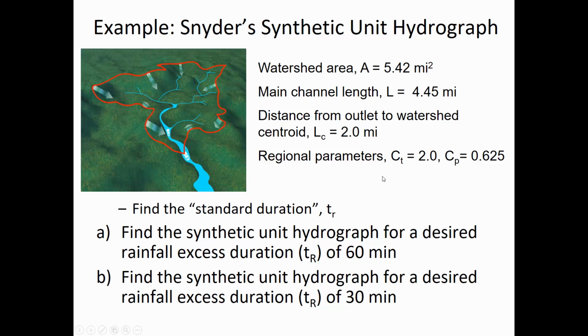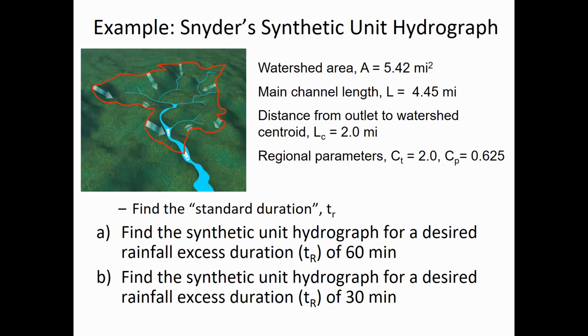And so for this example, let's say that we have these regional parameters, C sub t is 2 and C sub p is 0.625. So the first step is to find the standard duration, because every watershed is going to have its own duration that is called the standard storm duration, and we have to calculate that before we can find the response to the storm that we're interested in.